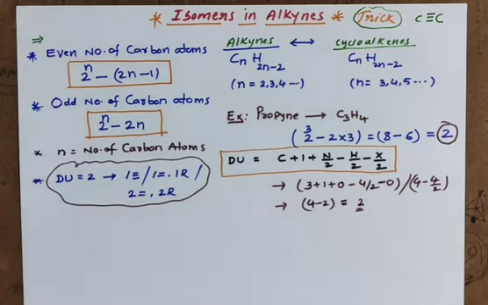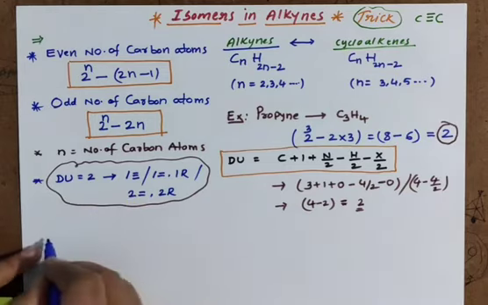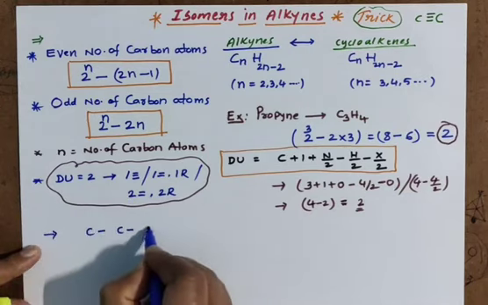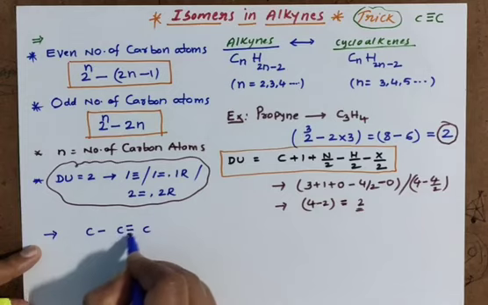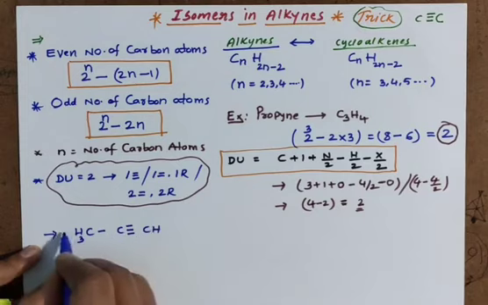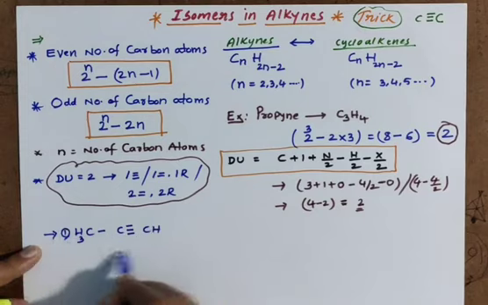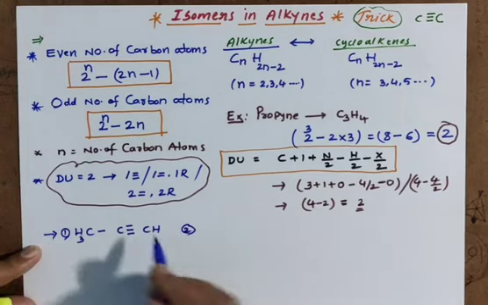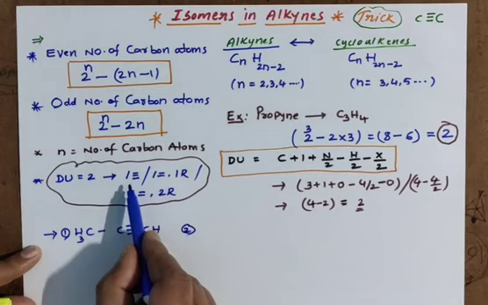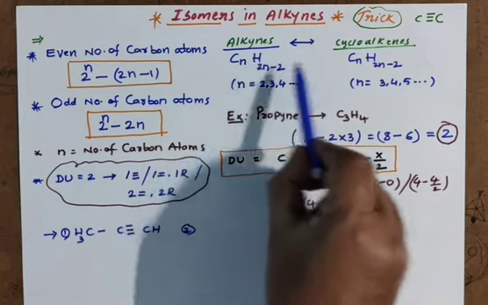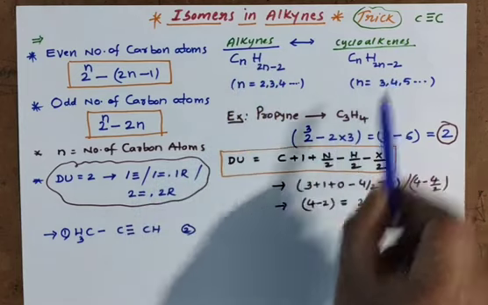Now I am drawing the structures of C3H4. First with the triple bond: 1, 2, 3. One triple bond I am taking. This is CH3, this is CH, and now it is satisfied. So I got propyne, with a triple bond. Now, alkynes are isomers with cycloalkenes.